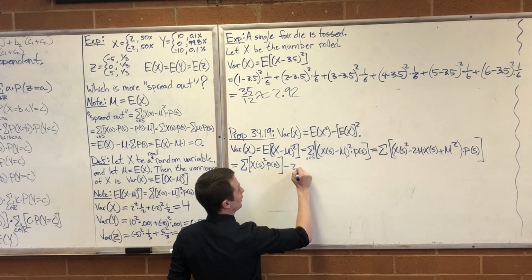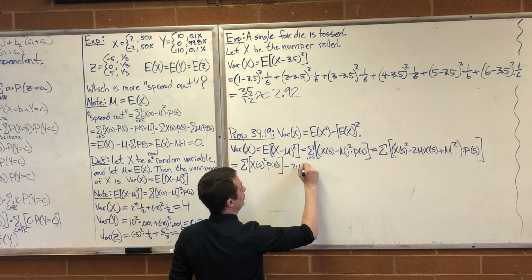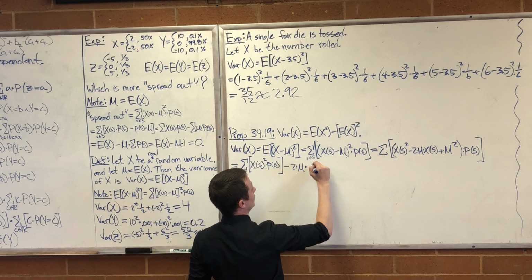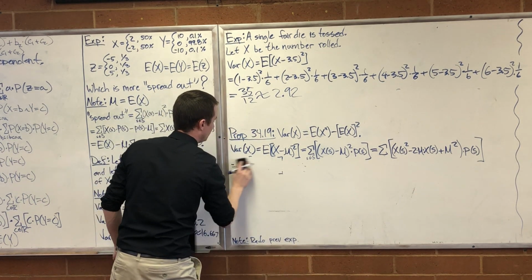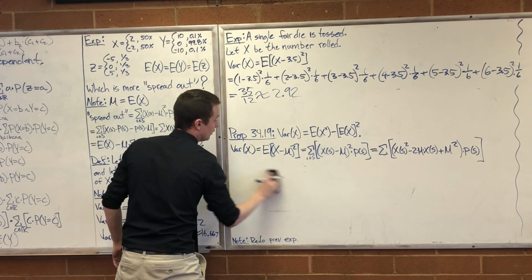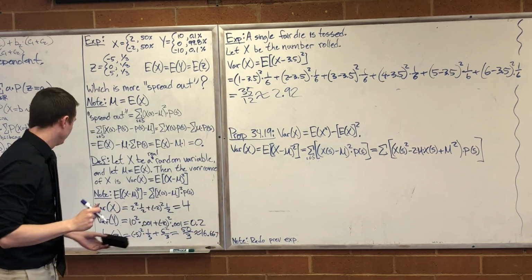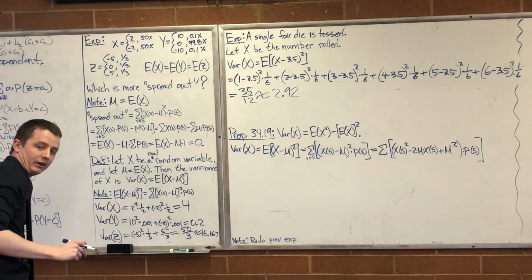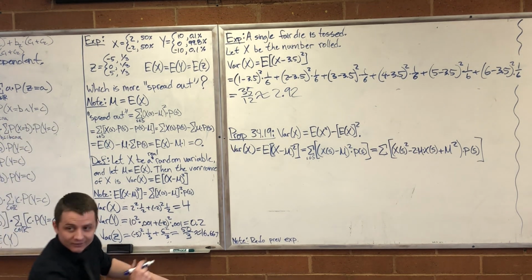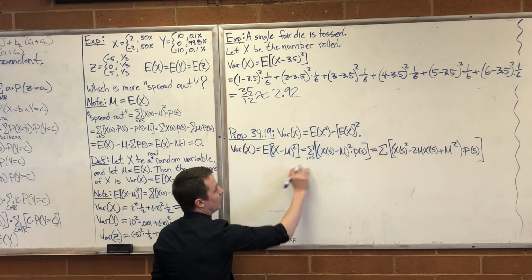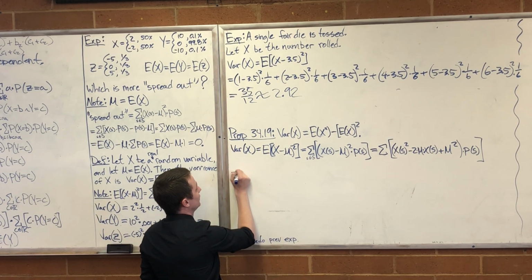So that's my first sum. Minus, pull my constants out of my sum, 2 times mu times, now my sum, let me lower this. I realize how much up I was going to do. Am I going to lose you if I split this into sums at the same time I factor out the P of S? No. Okay. I sure hope not.